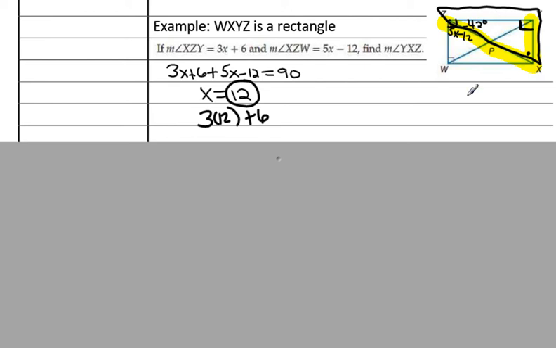And now, essentially, this is the picture that we have. We have a 90-degree angle, 42 degrees here, and we're looking for the third angle of a triangle. That's what the question is asking us for, y, x, z. So your missing angle would be 90 minus 42. Because the triangle has 180 degrees in it, we subtract 90, we subtract 42, and you're going to get 48 degrees. So your final answer, measure of angle YXZ equals 48 degrees.